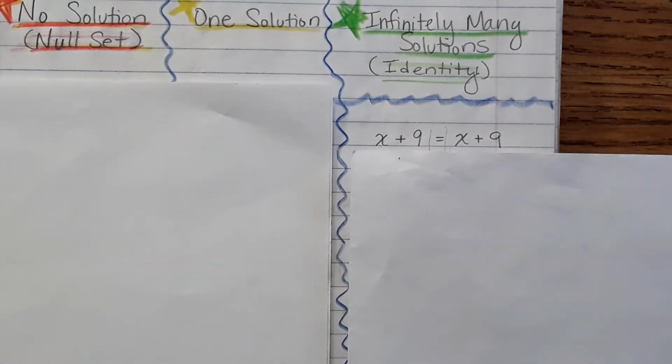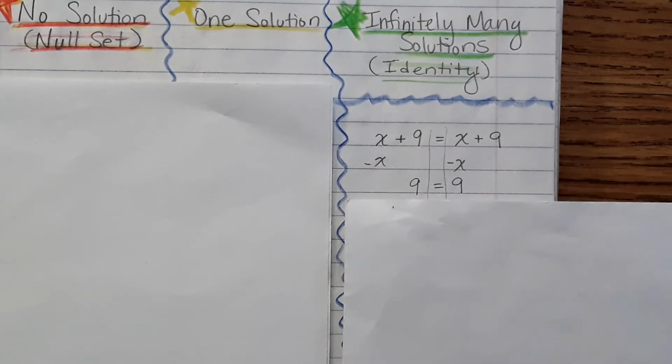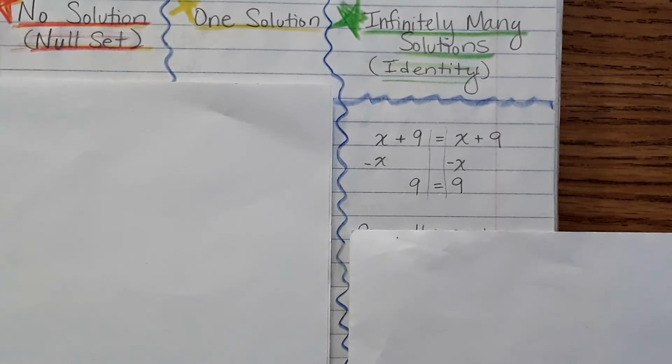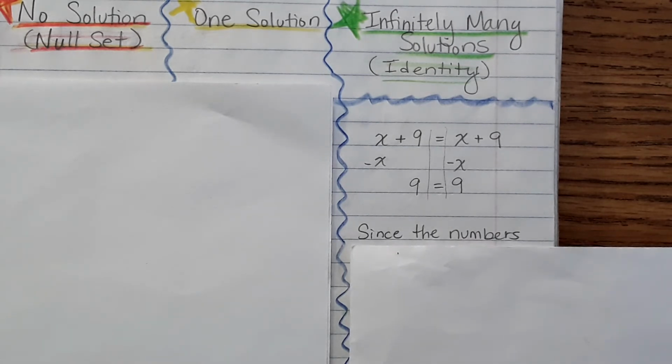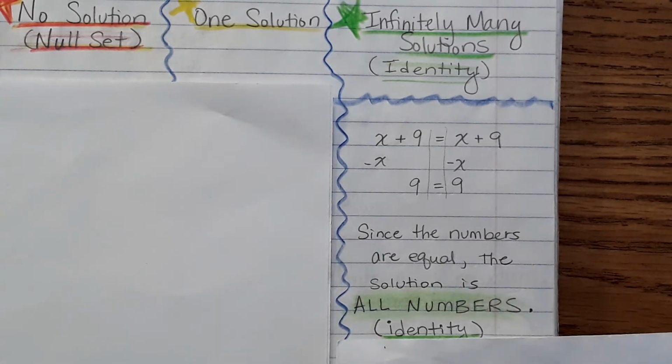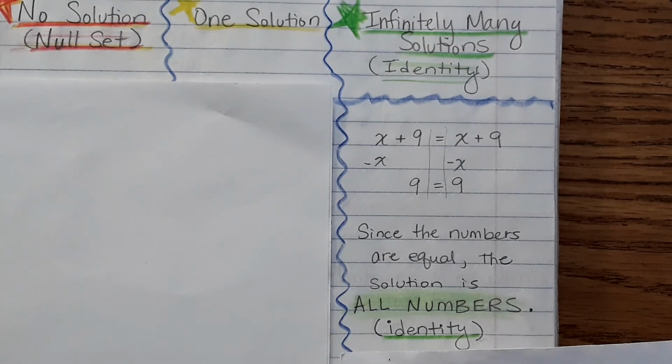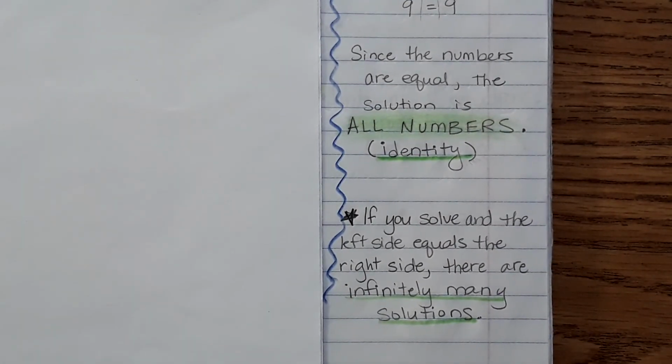And last, infinitely many solutions. Again, I have a variable on each side, so I would pick one to get rid of. But when I do that, the variables go away, and I get 9 equals 9. This means that no matter what I substitute in for x, my left side will always equal my right side. It will always be true. There's an infinite number of solutions. The answer, the solution, is all numbers or identity. If you solve the equation and the left side equals the right side, there are an infinite number of solutions, infinitely many solutions.